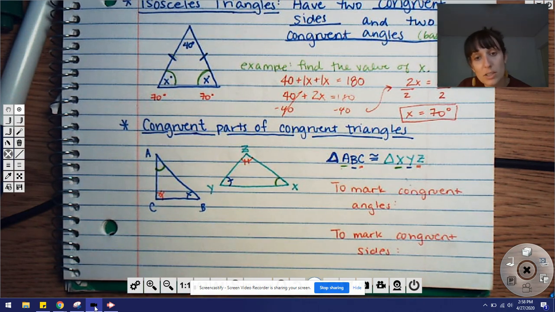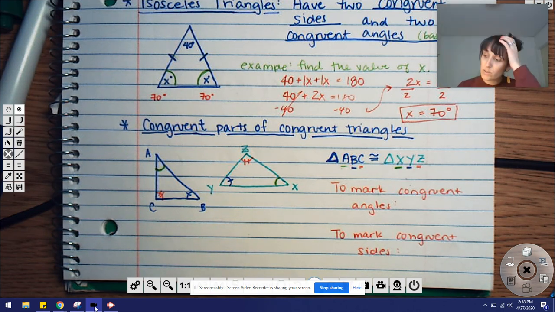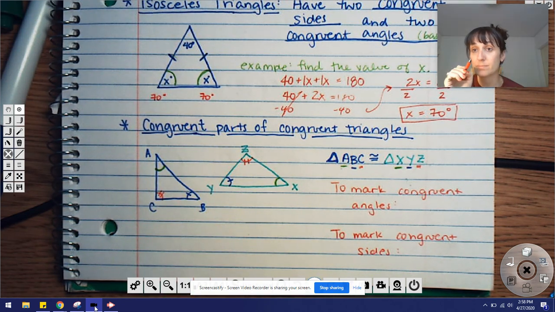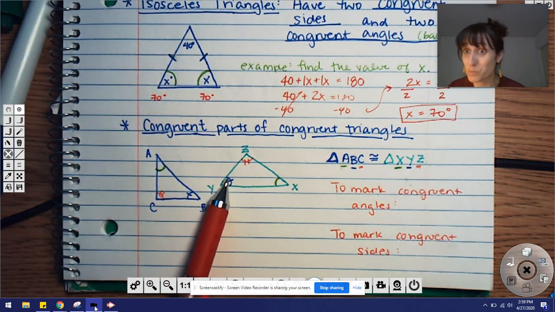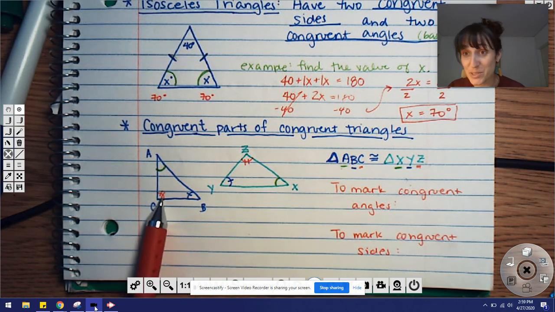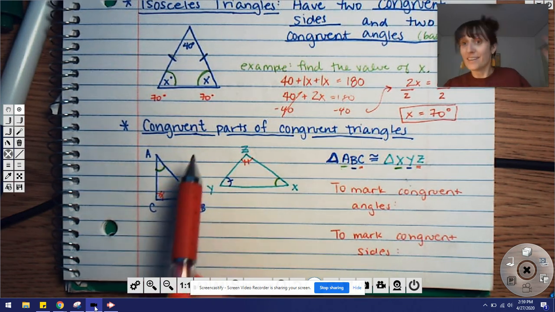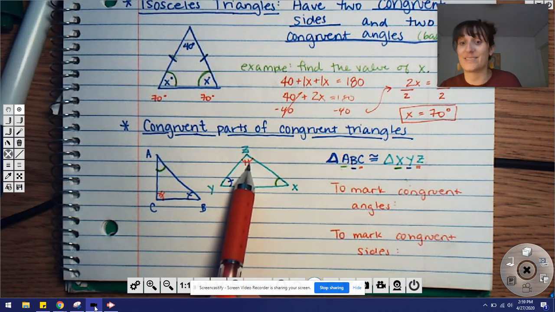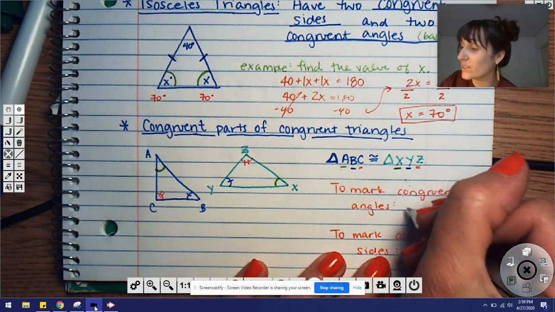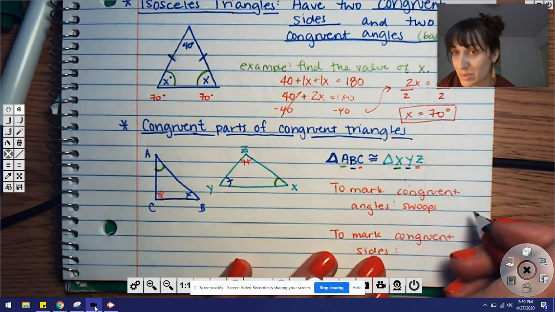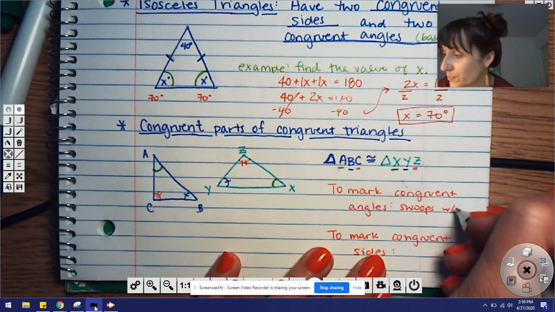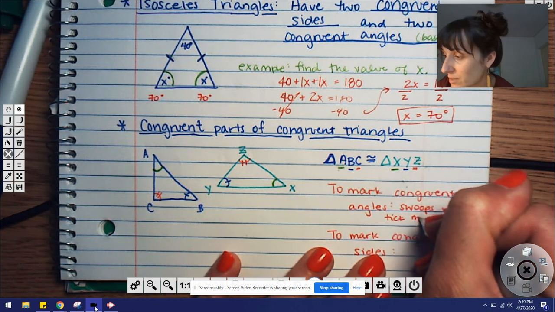To mark congruent angles, this is something we went over in last class, we do it with our little swoopy. Or you could do it swoopy with a line. A swoopy with a line is going to match up with the other swoopy with a line. A swoopy with two lines matches up with a swoopy with two lines. So to mark congruent angles, we use, I'm just going to call them swoops, I don't think that's official, but that's okay, swoops with little tick marks.